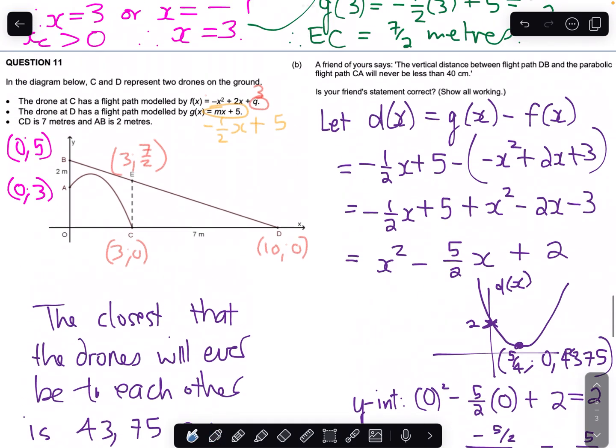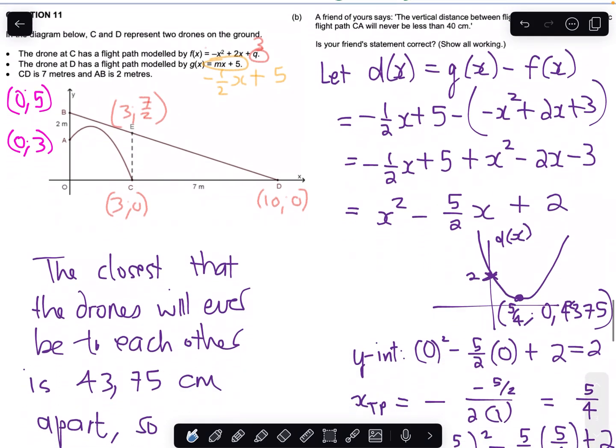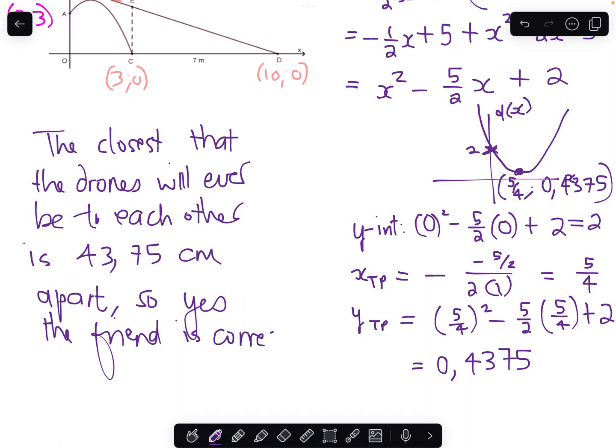So what was the friend's claim? The friend says the vertical distance between the flight path DB and the flight path CA will never be less than 40 centimeters. So yes, they are correct. And even more specifically, it will never be less than 43.75 centimeters. Love it when our friends are right. Celebrate their wins. Awesome stuff.